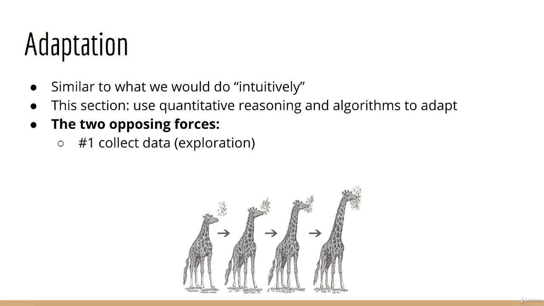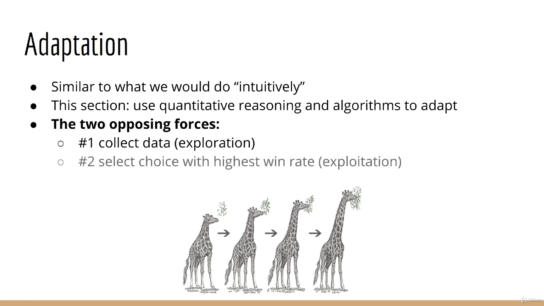We call that exploration. On the other hand, we wanted to choose the slot machine that had the highest win rate so that we could earn more money. We call that exploitation. And because these 2 objectives oppose one another, we call this a dilemma. Hence the term explore-exploit dilemma.